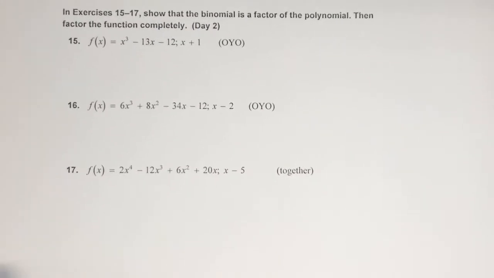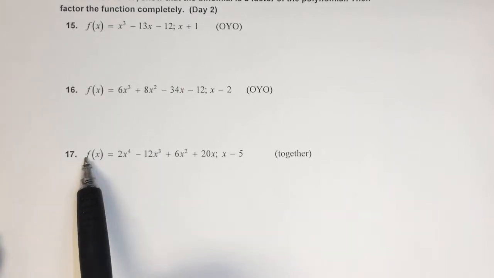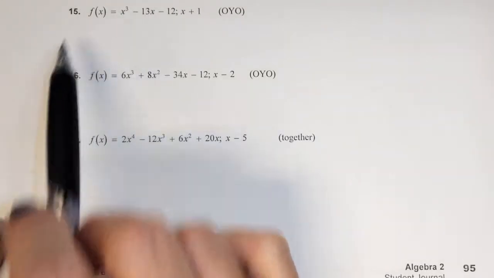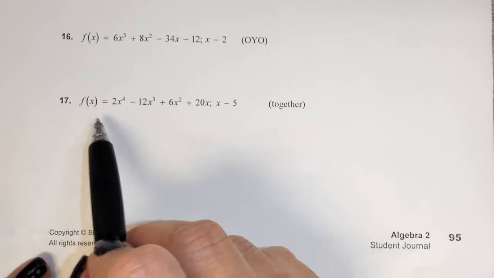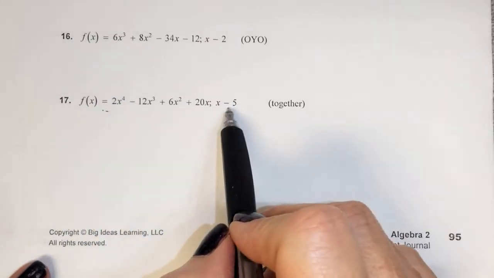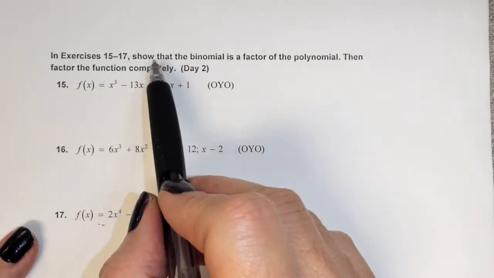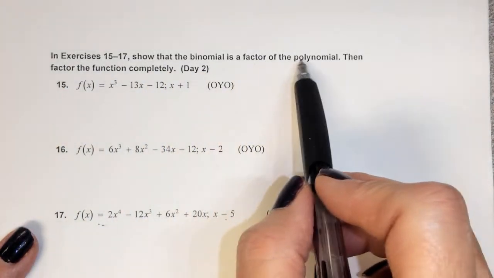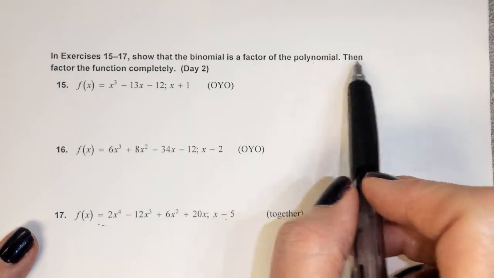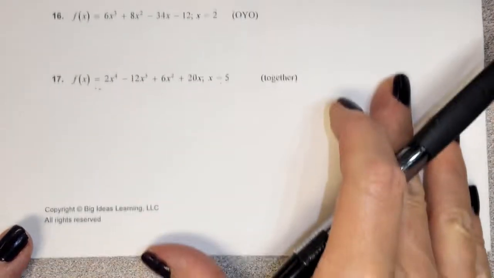Okay, we're going to go over here to page 95. Page 95. We're going to do number 17 together. Then you're going to work with your partners on 15 and 16. Here's my function. Here's my factor. I have to prove. Look at the directions. Show that the binomial is a factor of the polynomial. Then factor the function completely.